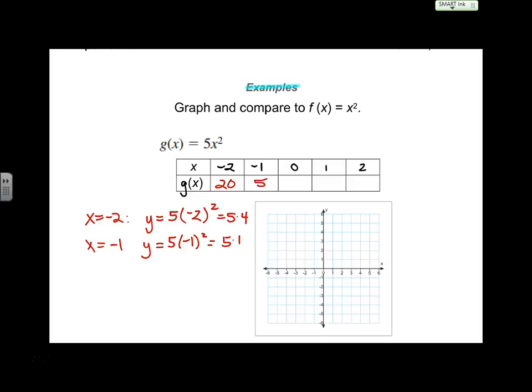And then we would get 5. Now, Jordan, hold on. Use your pattern. If negative 2 gets plugged in to be 20, negative 1 gets plugged in to be 5. Hold on, what does 0 get plugged in to be? Same thing.